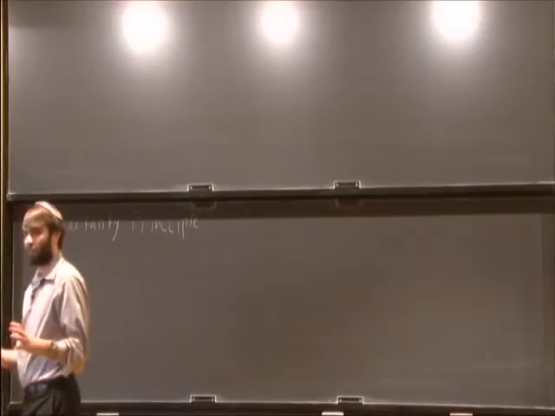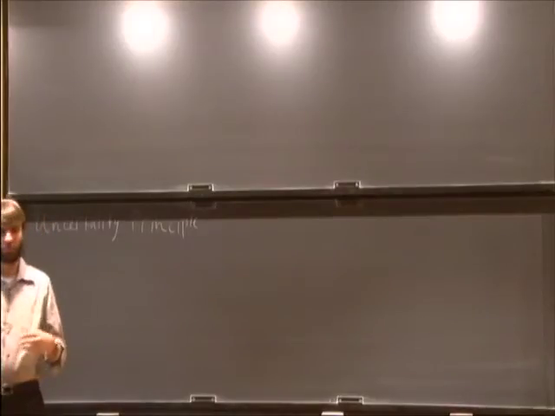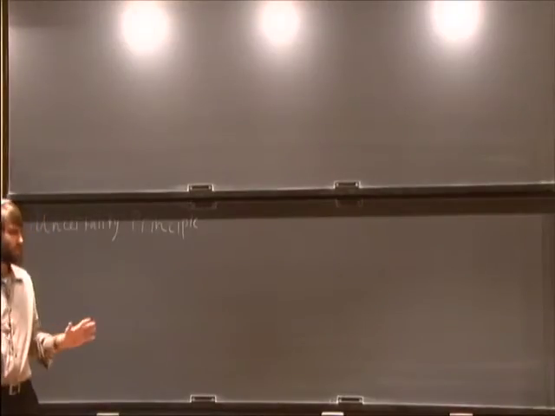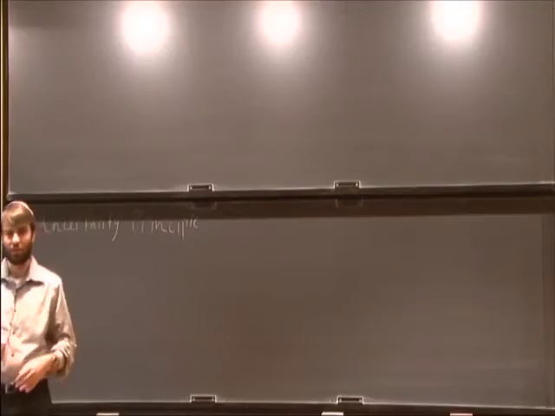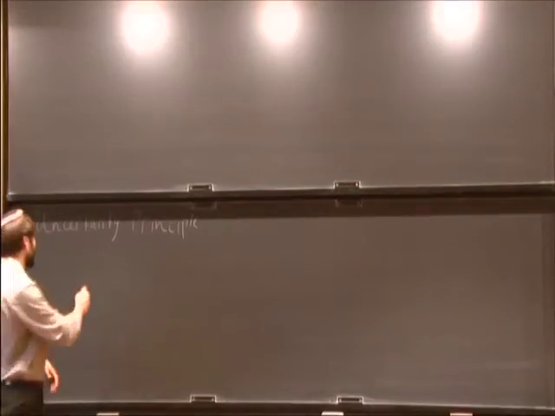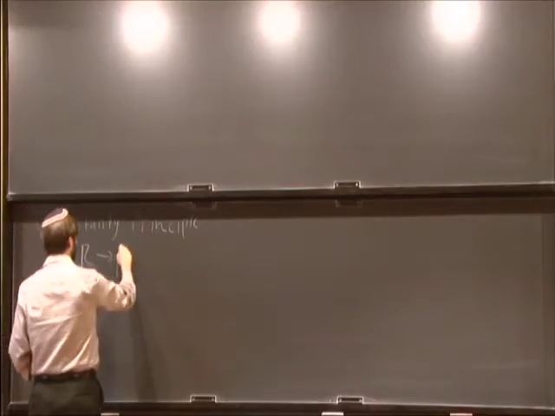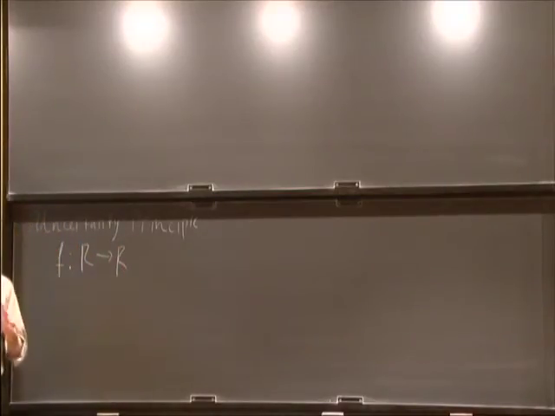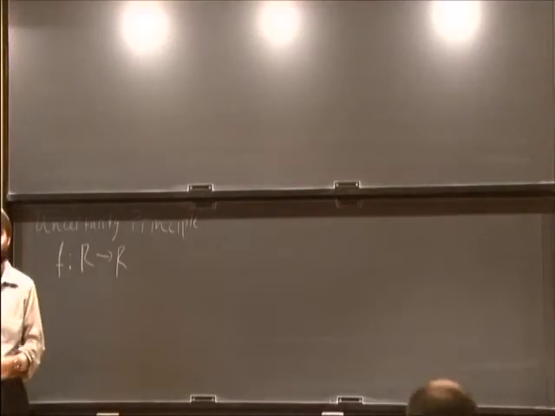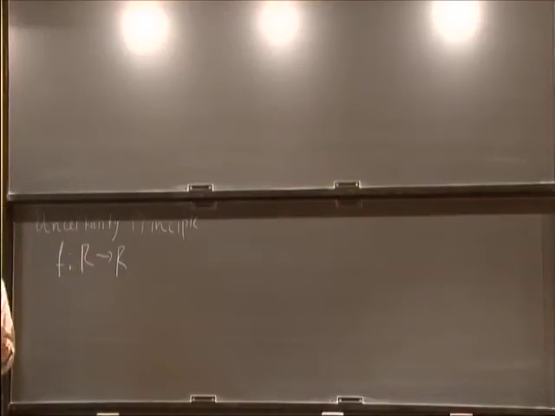So what's the uncertainty principle? Informally, it says that if we have some function f from R to R, then this function and its Fourier transform cannot be too much concentrated. And the name actually comes from physics.